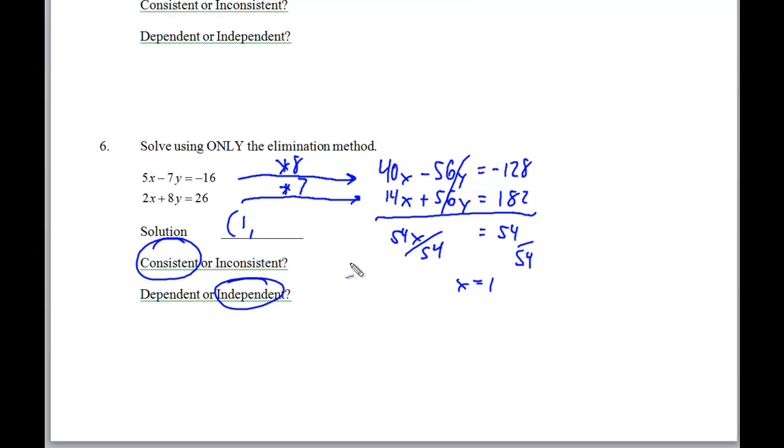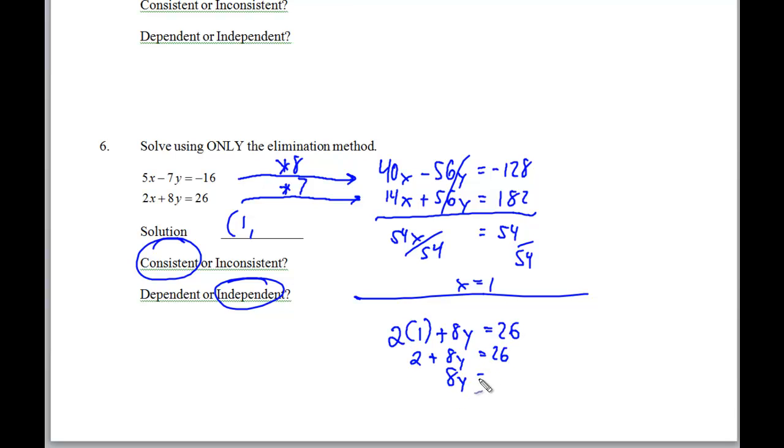But now we have to solve for y. Where would I plug this 1 back into the equation? You can choose either equation, and the bottom one would be the better bet because it has fewer negatives. So 2 times 1 plus 8y is equal to 26. This is to solve for my y. So 2 plus 8y is equal to 26. 8y is equal to 24 if I subtract 2 from both sides and divide both sides by 8. Y is equal to 24 divided by 8, and 24 divided by 8 is 3. So my answer is 1, 3.